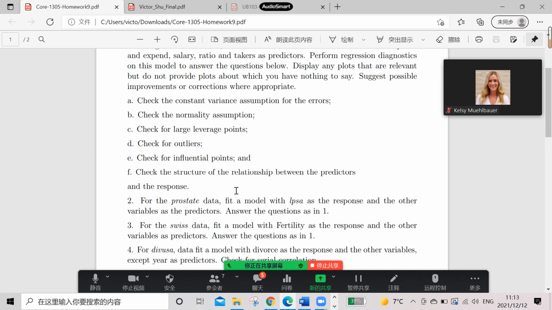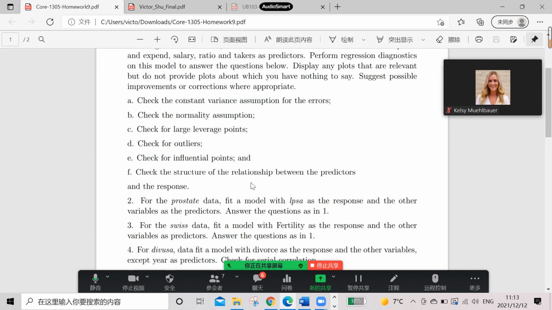And it's less likely that those questions appear in the exam. But what you need to keep in mind is you have to remember what the constant variance assumption is, what the normality assumption is, how to check normality, like in the QQ plot, how to check for large leverage points, what large leverage points are, what the definition of outliers is, and what influential points are. Because there might be one conceptual question in the exam.